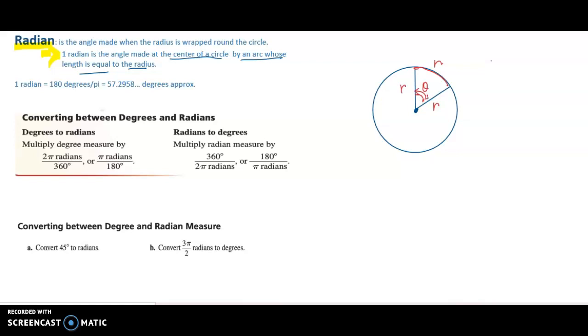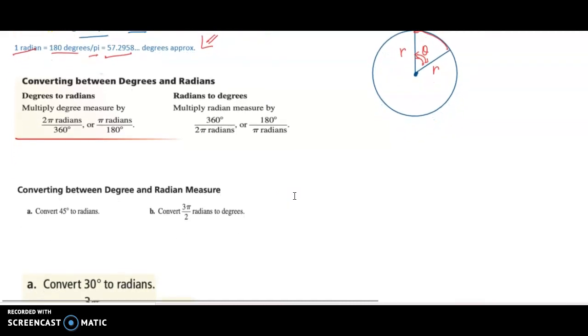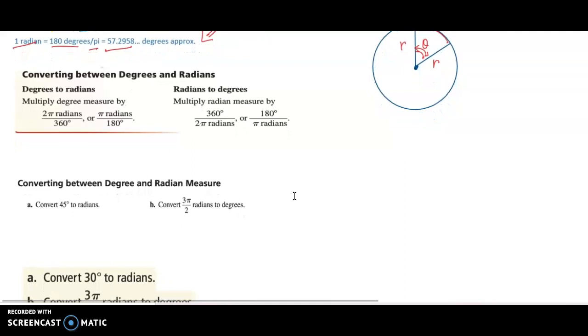That is what we are talking about in the general sense. So just for your information, 1 radian is nothing but 180 degrees divided by pi, and that is approximately 57.2958 degrees. We don't need it in today's lesson, but just for your information. Okay, the most important thing that we are looking for in this video is how to convert degrees into radians and radians into degrees.